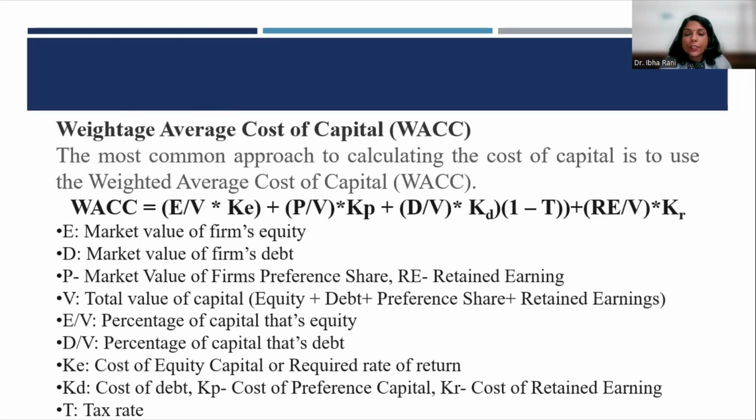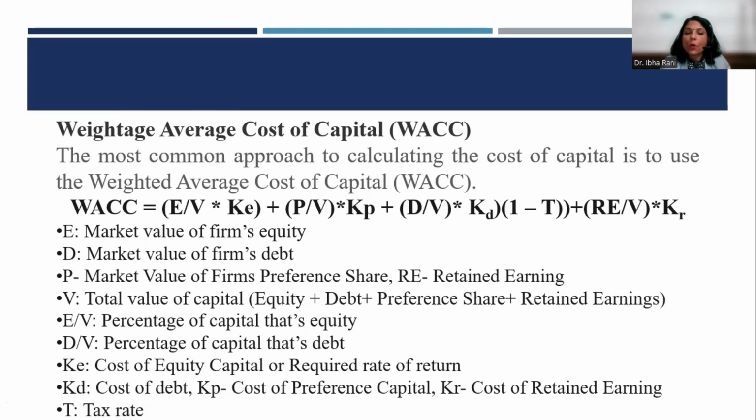Now coming to the weighted average cost of capital. The most common way to calculate the cost of capital is to use the weighted average cost of capital. This is the formula to calculate the weighted average cost of capital. The formula is E by V, where E is the market value of the firm's equity and V is the total value of the firm's capital, multiplied by the cost of equity capital.